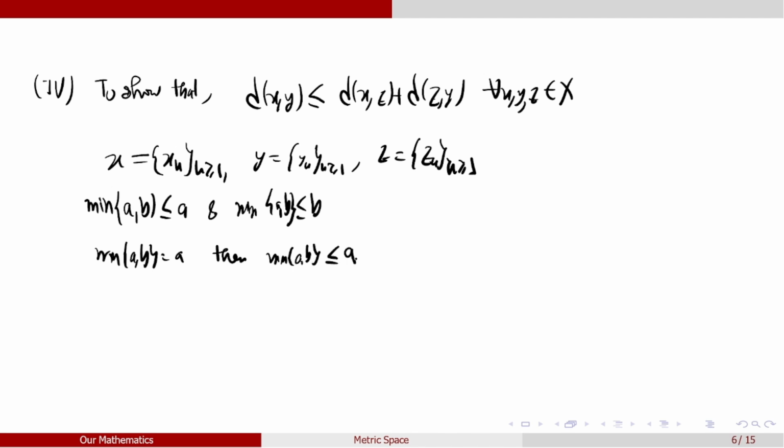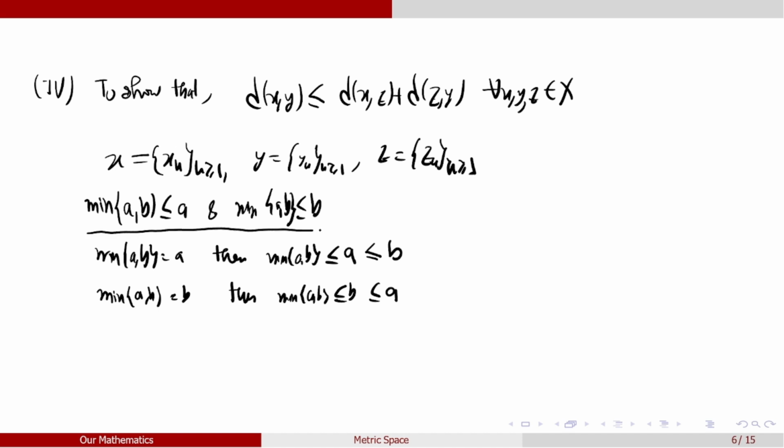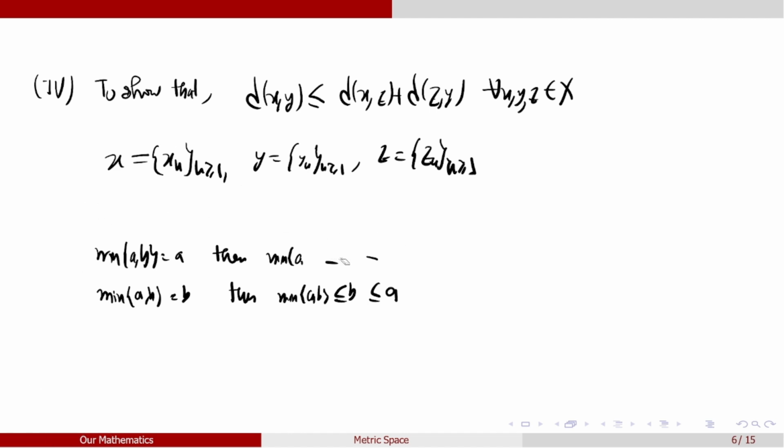That implies minimum of a comma b is less than or equal to a, which would be less than or equal to b. Right? Minimum of a comma b is less than or equal to a, and minimum of a comma b is less than or equal to b. And if the minimum is b, then this is obviously trivially less than or equal to b, and since the minimum is b, b should be less than or equal to a. That means minimum of a comma b is less than or equal to a, and minimum of a comma b is less than or equal to b. That means the minimum term we are having, which is minimum of xk minus yk comma 1.